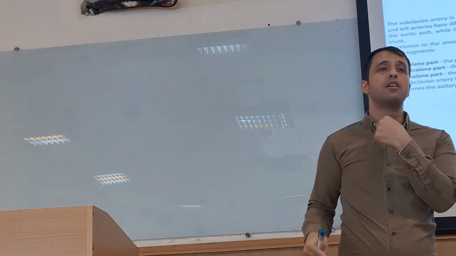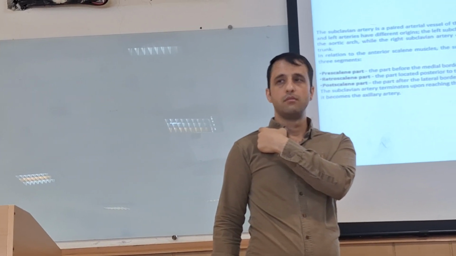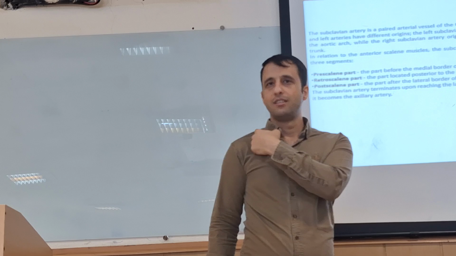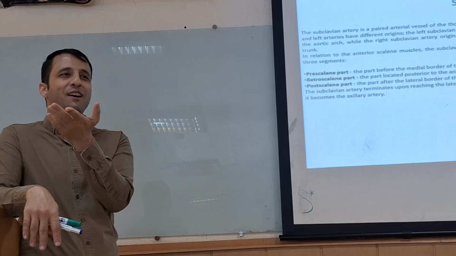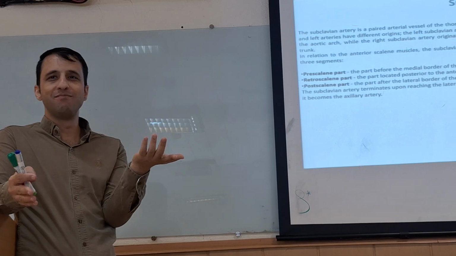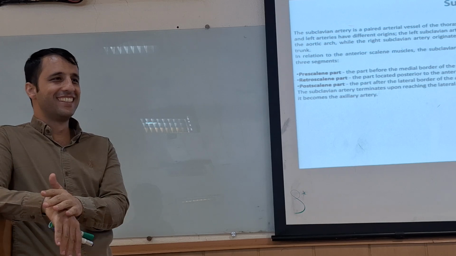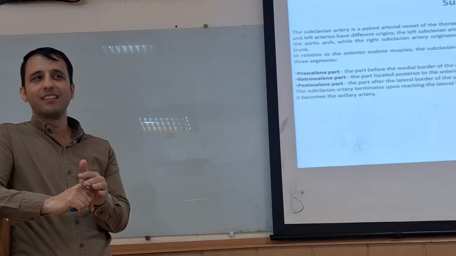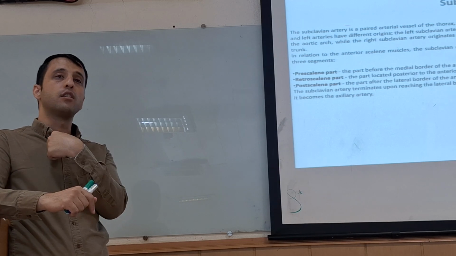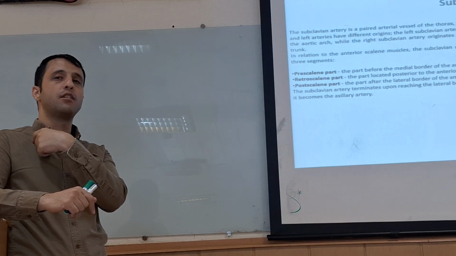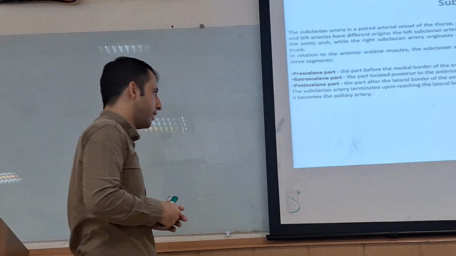The subclavian artery on the right side is a branch of the brachiocephalic trunk. In the right side, the subclavian artery branches from the brachiocephalic trunk. On the left side, it comes from the aorta, from the aortic arch. Okay. Look here.